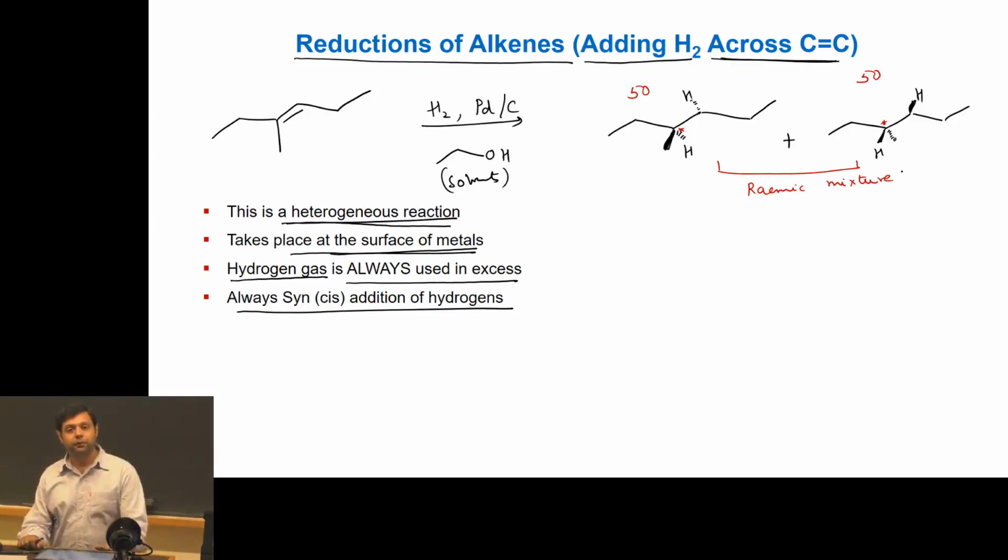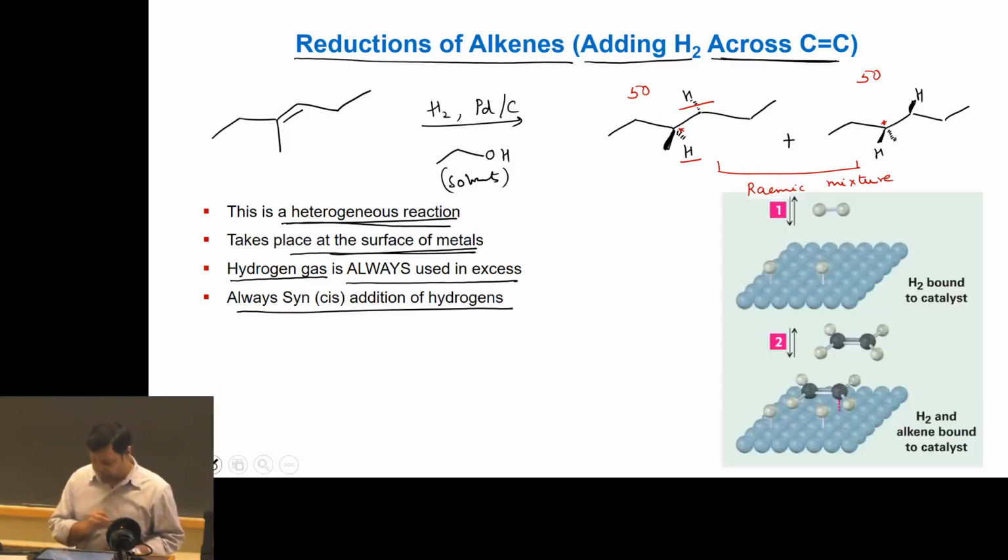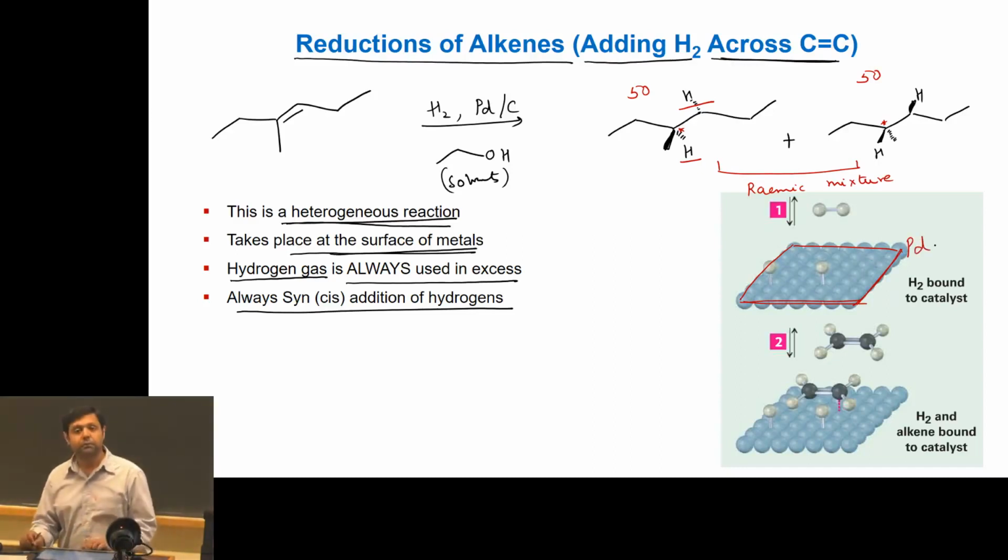All right. So let's now take a look why this reaction adds hydrogens on the same side of the double bond. So please follow me carefully here. This reaction happens on the surface of the metal. So here is a picture showing you this reaction mechanism. This is your metal surface. In this case, palladium.